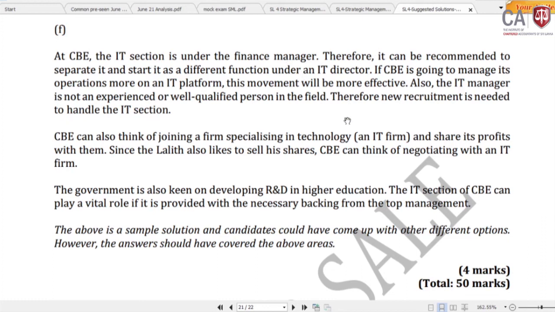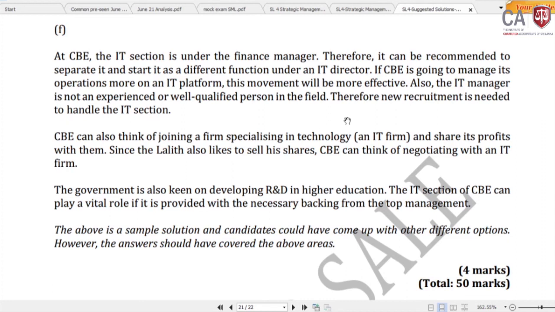CB can also think of joining a firm specialized in technology and share its profit with them. Since Lalit also likes to sell his shares, CB can think of negotiating with an IT firm. That is another option, the third party option. So, since we are trying to offer digitalized solutions to the students, you can invite another party to join with us to provide the required digital platform. Right? There is another option, right?